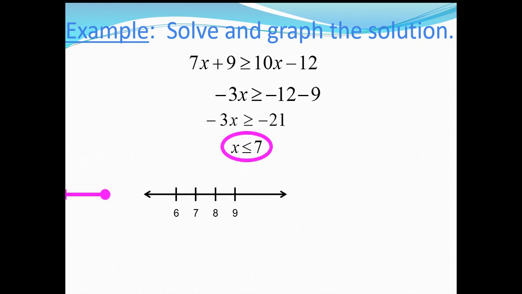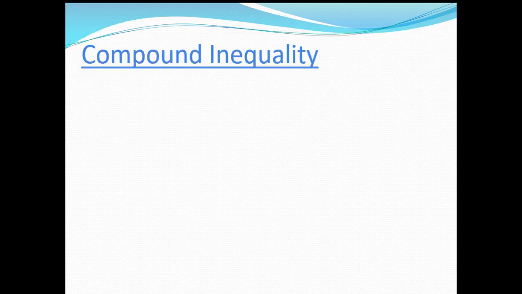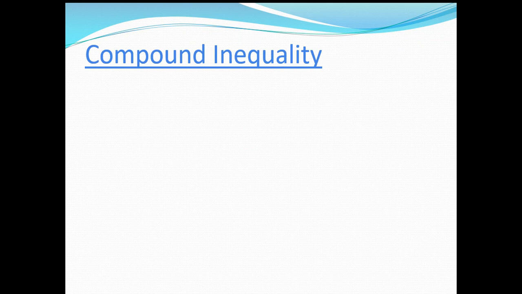And then if I want to graph it, I put the 7. Since I have the equal sign, it's colored, and less than, it's on this side. Okay, now compound inequality, when it's two inequalities at the same time.